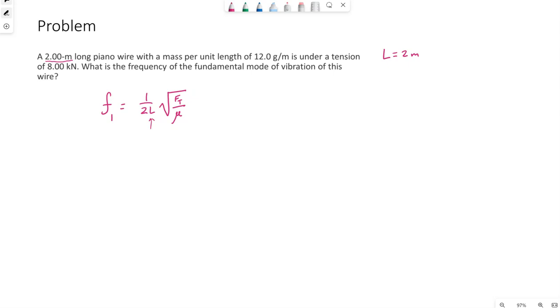They give us a mass per unit length of 12 grams per meter. We will want that in kilograms per meter for our units to work out. So all of it in SI units. They give us the force of tension as 8 kilonewtons, which would be 8,000 newtons. Well, this ends up being a simple plug and chug, actually, from there.